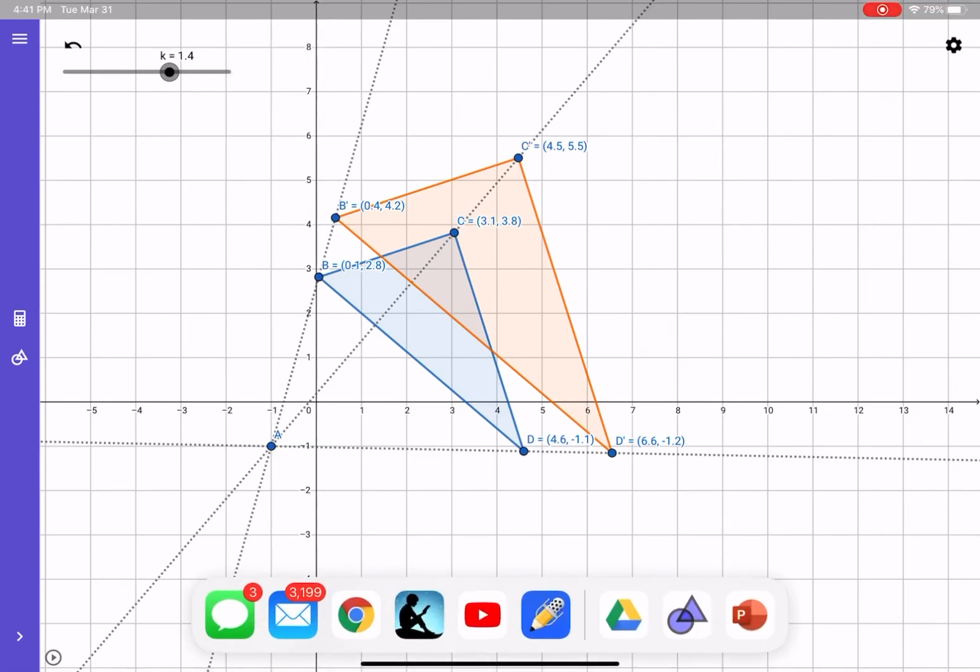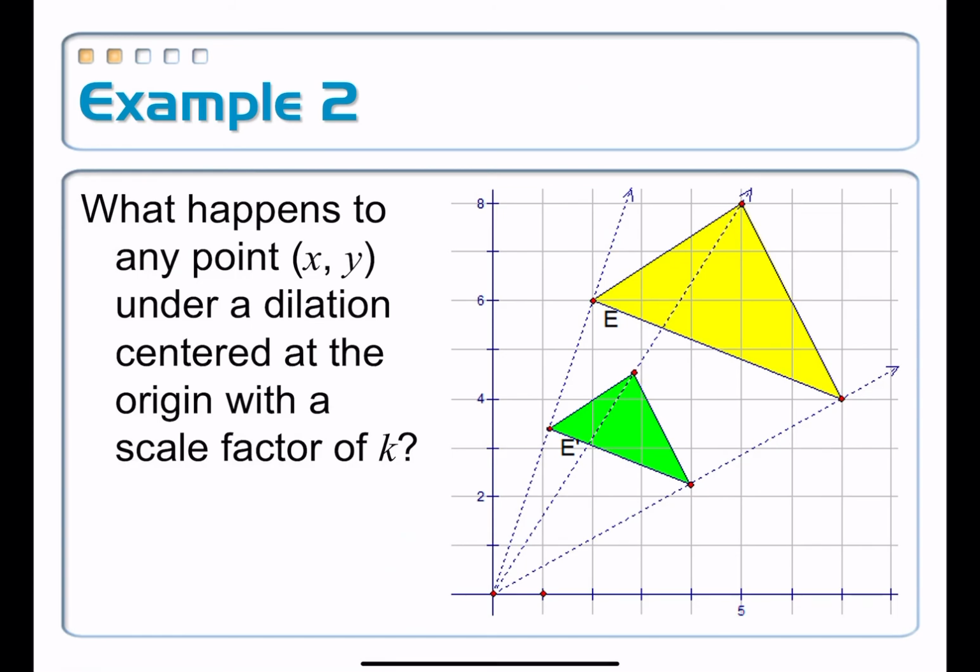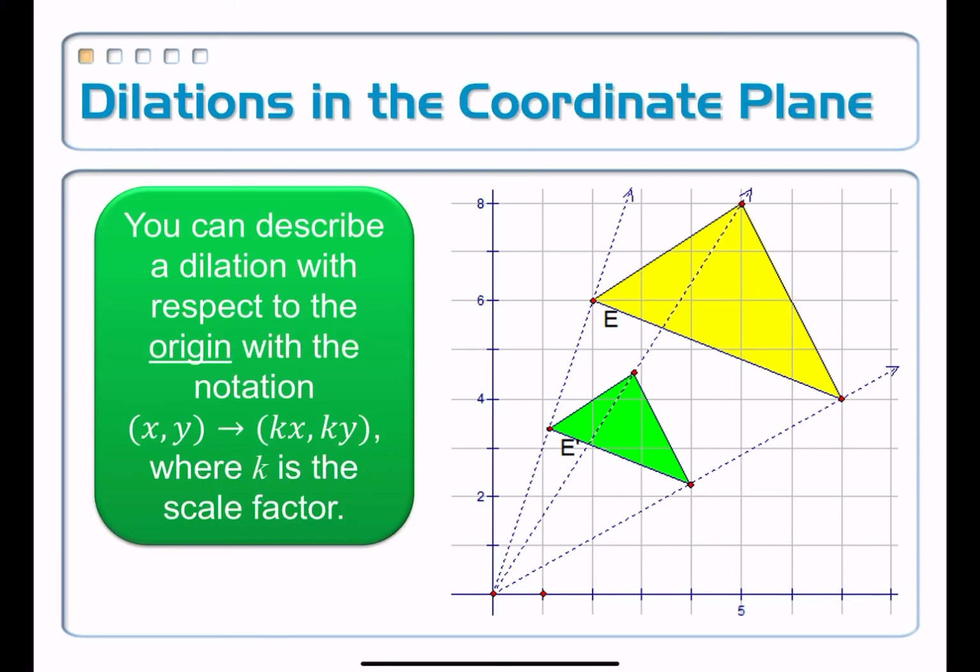All right, let's recap this then. Back in the slideshow. So what happens to any point under a dilation centered at the origin with scale factor of K? Well, that one's pretty easy. We just take our scale factor and multiply it times each one of the coordinates. So in coordinate notation, we're going to take the point (x, y), and it's going to get mapped to (kx, ky). Again, this only works with respect to the origin being the center of dilation. If it's not the origin, you've got to do something else, and we'll see what that is in a future video.